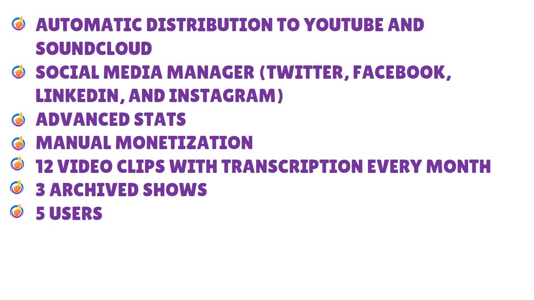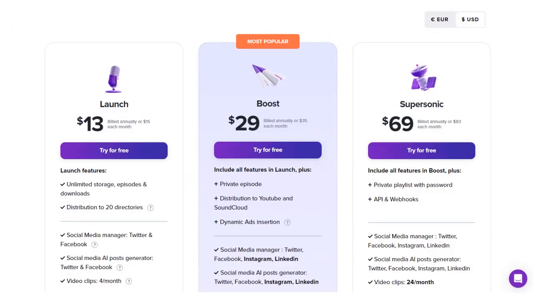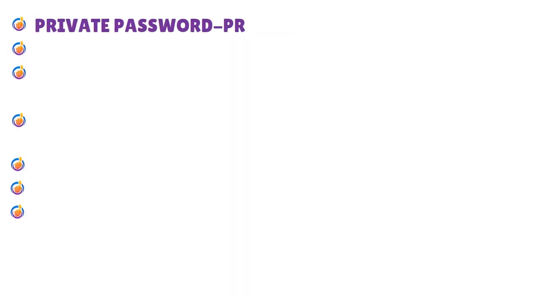And so $29 if you go with annual billing. If you go with monthly billing, you're paying $35. And then the third one is the supersonic. This is if you already have an established following and you're trying to really scale your podcast to another level. And so the supersonic plan has everything in the boost plan, plus private password protected playlist.